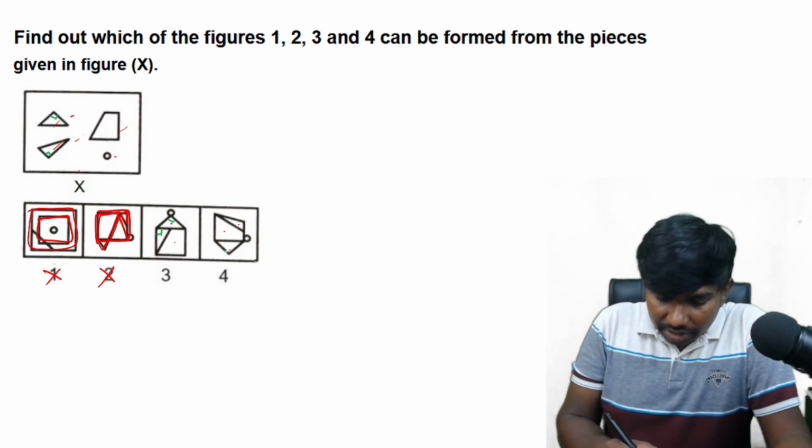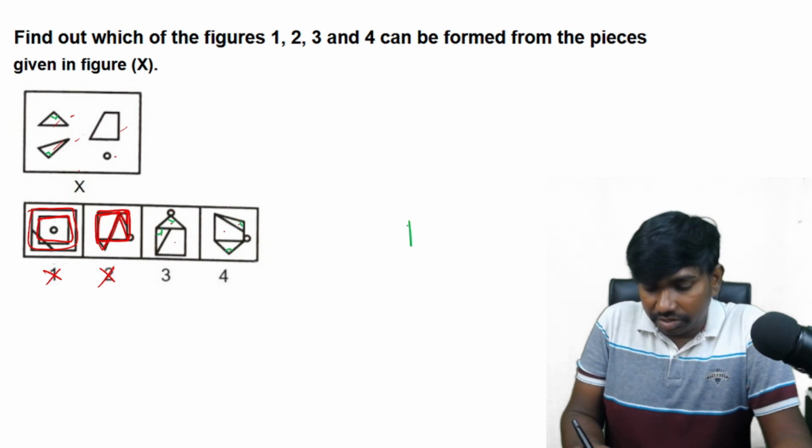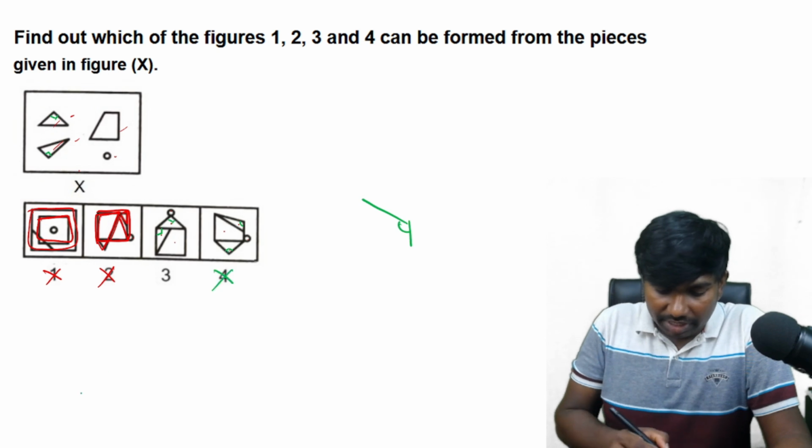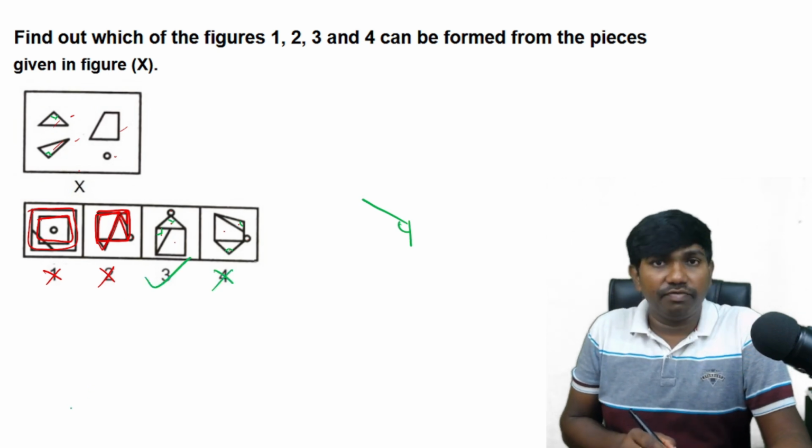But here it is a right angle triangle, but it is not a right angle triangle. Like this, it has gone, right? It is not a right angle triangle. That means it cannot be. Then the answer must be figure 3.